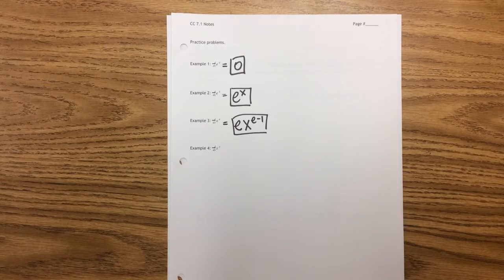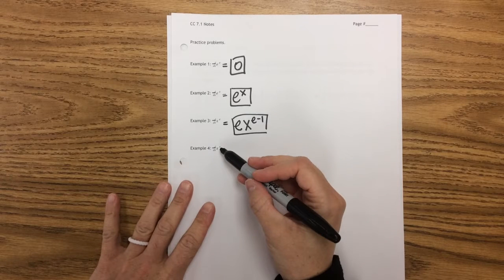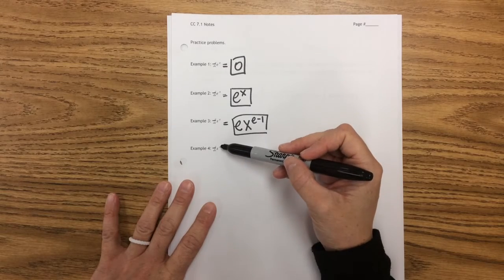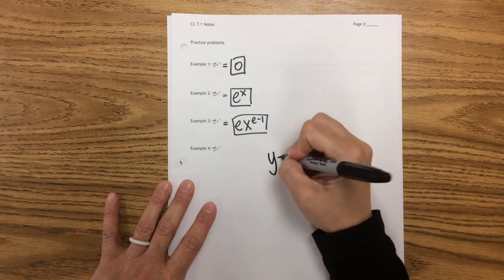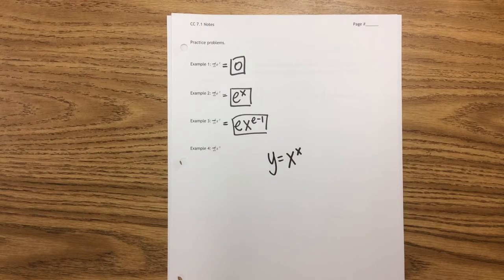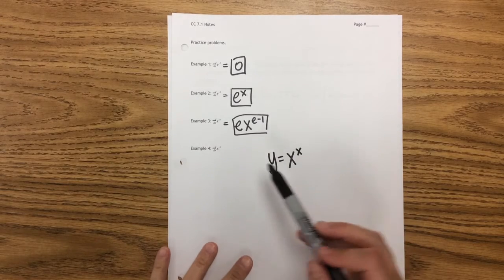So for example 4, where the x is the base and the exponent, it takes much more thought and effort than this because you have a combination of a polynomial and an exponential function. So we have to really take time to look at this and see what our options are. So I wrote it as a function.